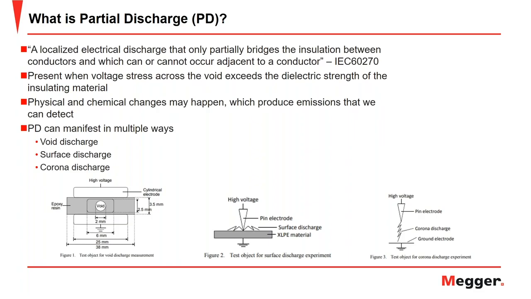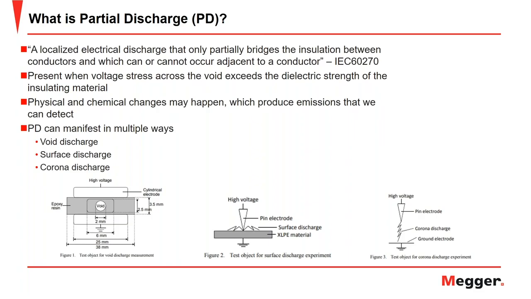And generally, such discharges appear as pulses having a duration much less than 1 microsecond. And as is stated, PD activity is present when the voltage stress across a void or an insulating material exceeds the dielectric strength of the insulating material. And when partial discharge activity takes place, many different physical and chemical changes may happen, which produce emissions that allow us to detect the partial discharge activity.